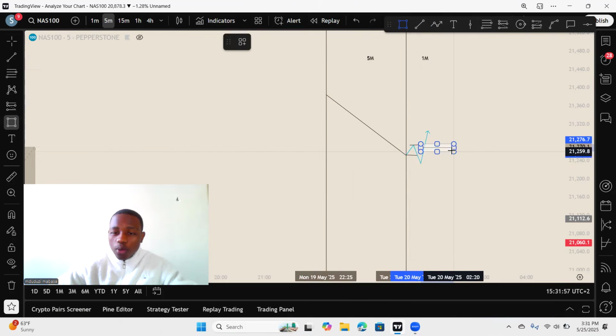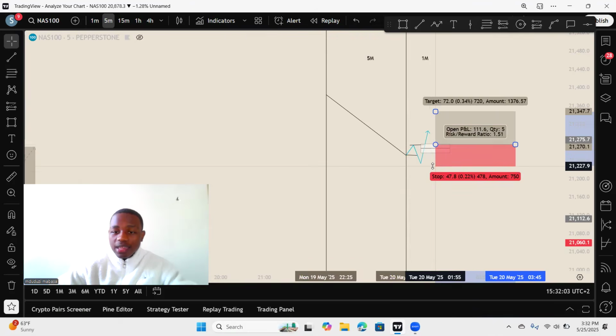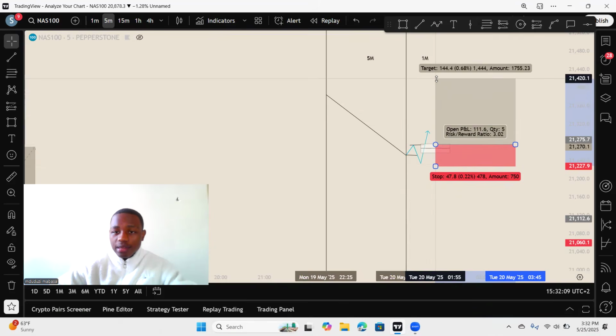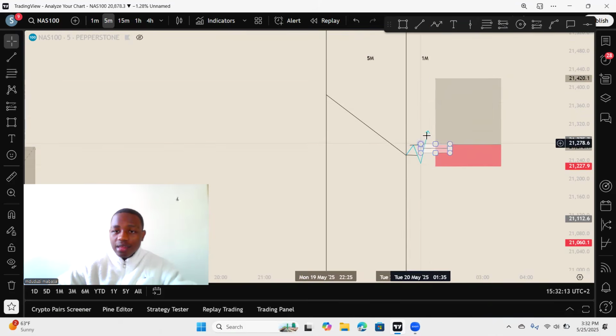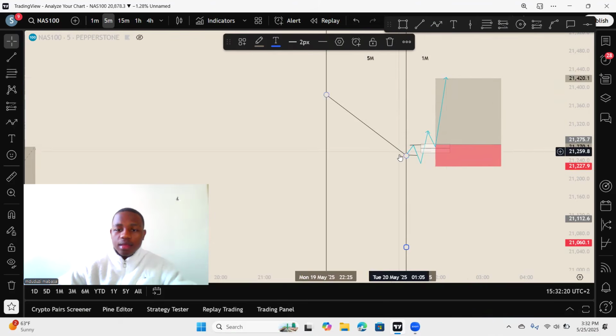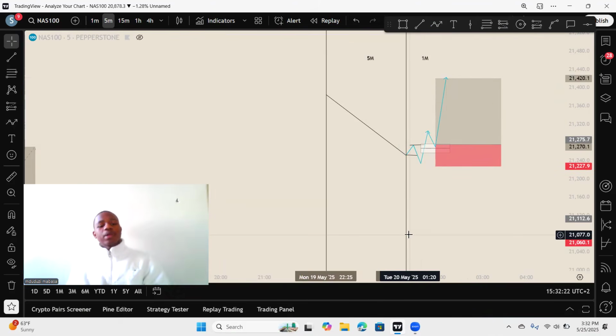That's where you're going to enter your market order. Stop loss here below this low, targeting 1 is to 2, and then 1 is to 3, like this. Then the market is going to do something like this. Take you in, then boom. TP hit. As simple as this, gents. So this is how you trade this strategy or this method.